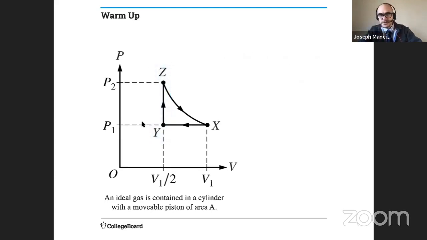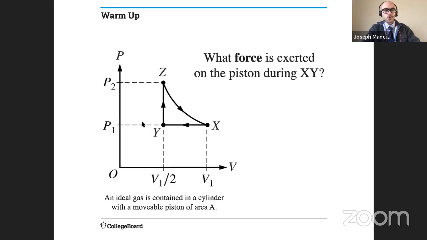And you can see in the text just under the graph that this is a graph of an ideal gas contained in a cylinder with a movable piston of area A. If the area of the piston is A, what force is exerted on the piston during process X, Y?